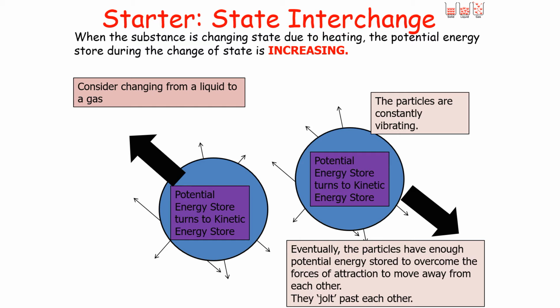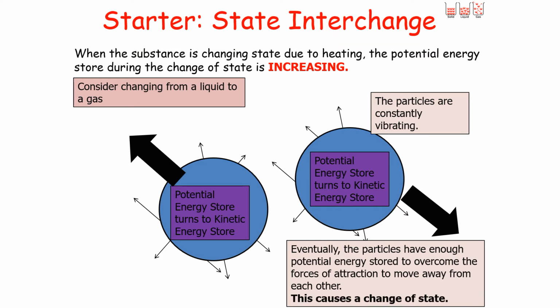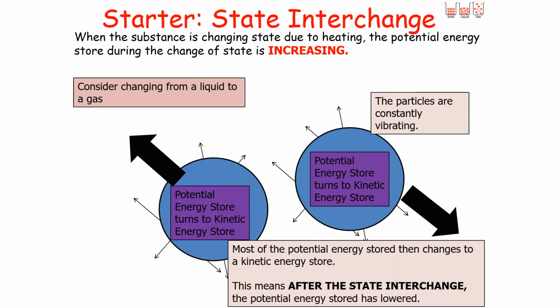Now, it's the same idea when going from a liquid to a gas. So if we've got the idea of particles constantly vibrating, eventually the particles have enough potential energy stored to overcome their forces of attraction to move away from each other and jolt past each other. This will cause a change in state. Now it's important to note that at this point most of the potential energy stored then changes to the kinetic energy store, so after that state interchange that potential energy store lowers.